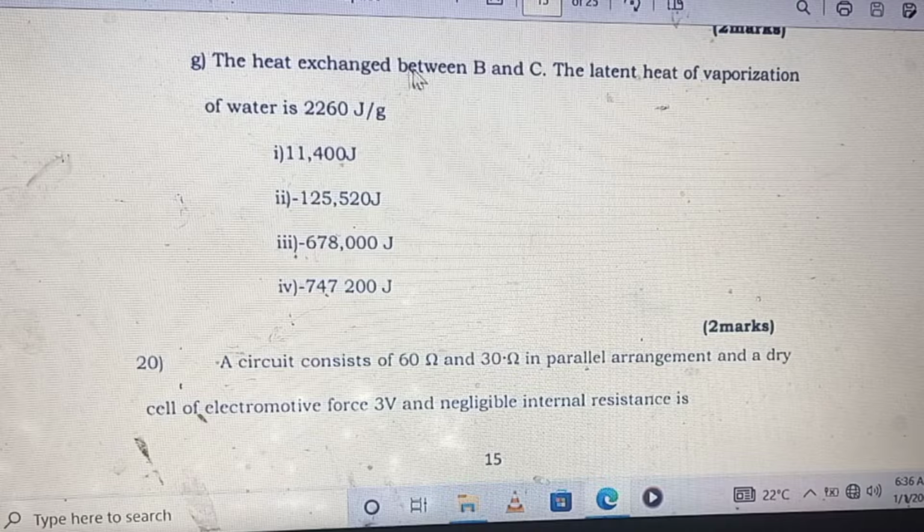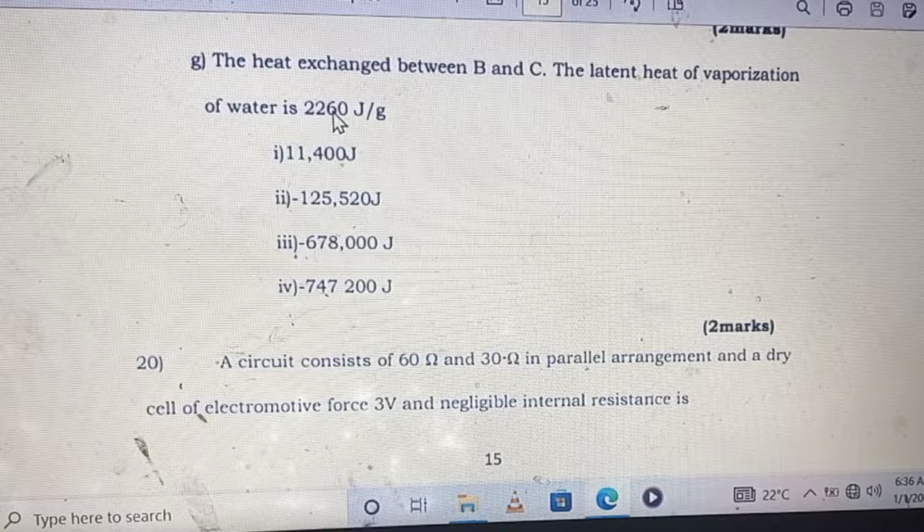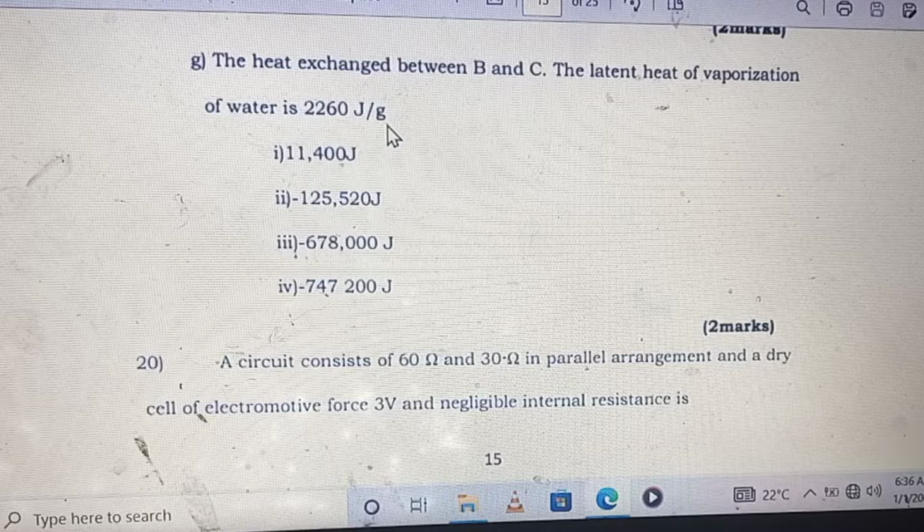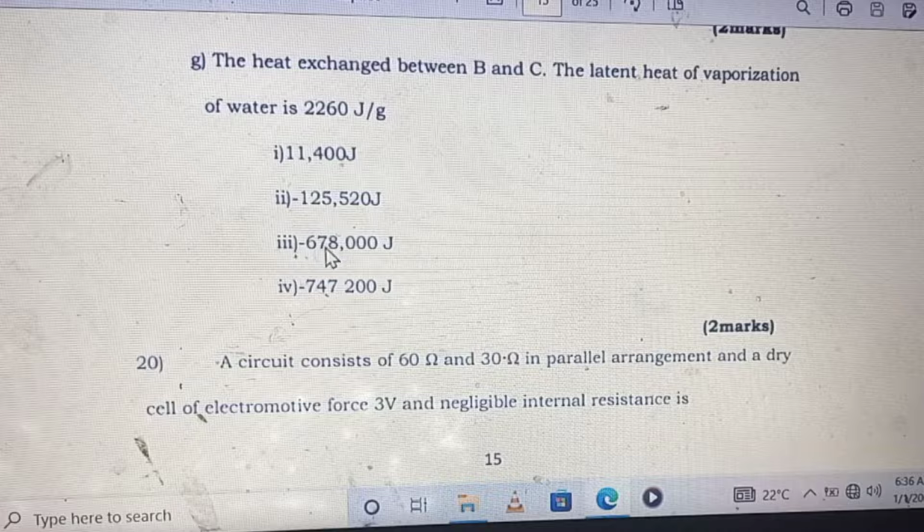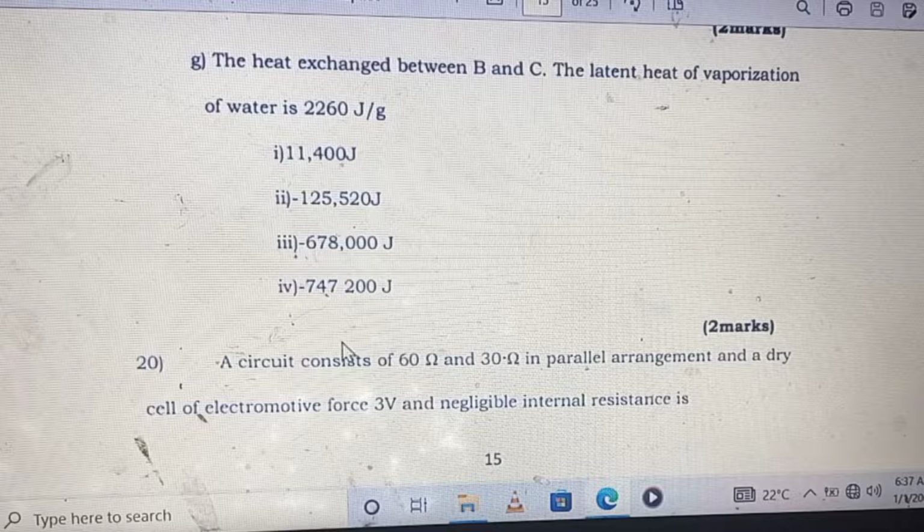G, the heat exchange between B and C. The latent heat of vaporization of water is 2260 joules per gram. The best option is I3, negative 678,000 joules.